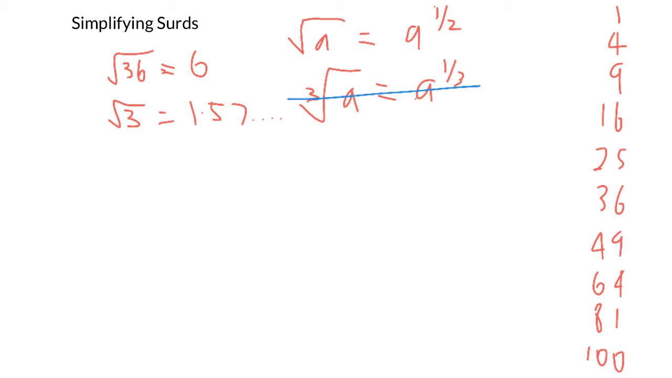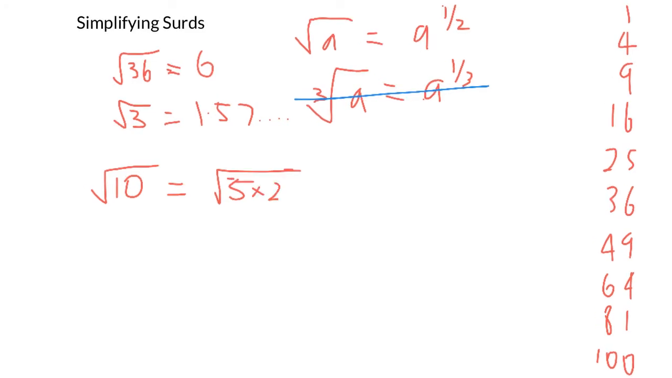So let's take something like the square root of 10. Now, if I think about the factors of 10, the factors of 10 are 5 and 2, or 1 and 10. We're not going to use 1 and 10 because what I want to look for here is prime factors. 5 and 2 are both prime numbers. So the square root of 10 is the square root of 5 times 2.